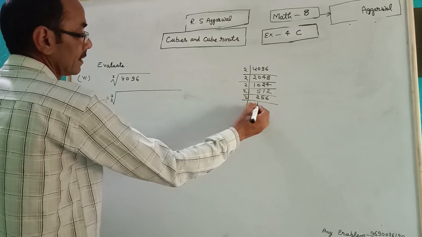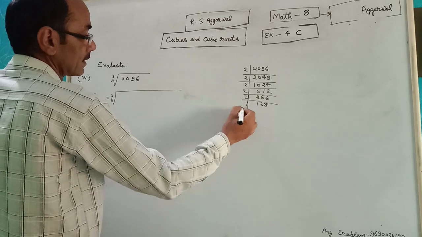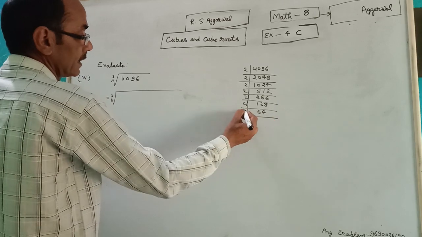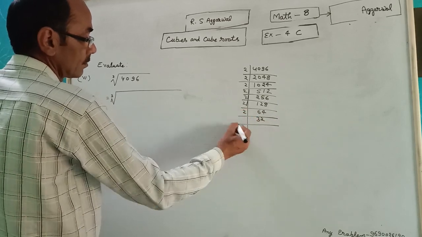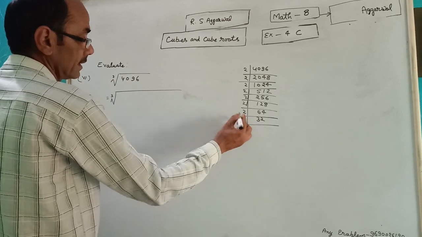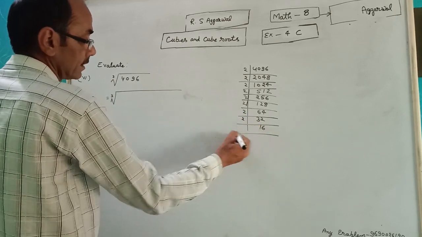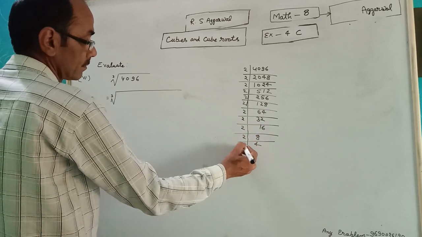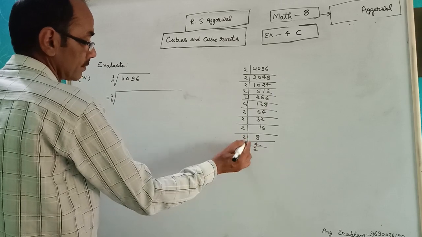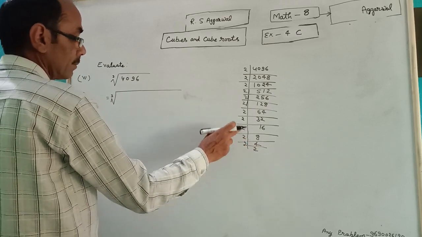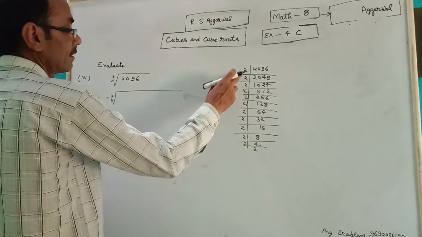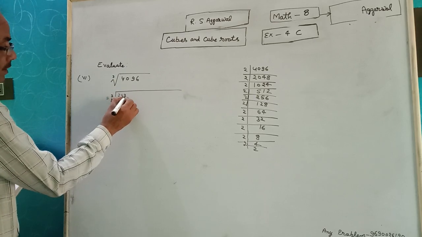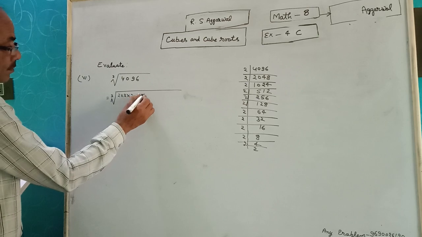2 divide by 128, 2 divide by 64 and 2 divide by 32, 2 divide by 16, 2 divide by 8, 2 divide by 4, 2 divide 2. Factor will be 1 2 3 4 5 6 7 8 9 10 11 12. 12 factor will be 2 into 2, 2 into 2.